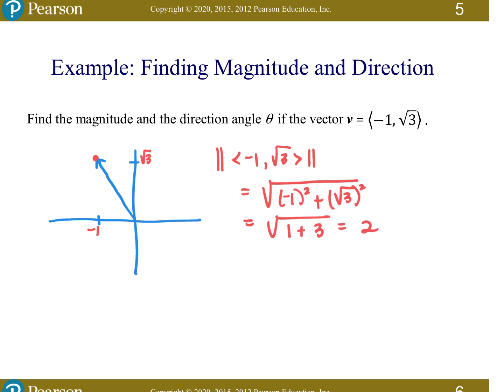Now we want to think about the direction angle. So our direction angle would be going in that direction. If you think about trig and a right triangle with a length of 1, radical 3, and a hypotenuse of 2, that's a 30, 60, 90 triangle. So we've got 60 degrees in here, which means our direction, theta, is 120 degrees. So just use a little trig to help figure out the direction.